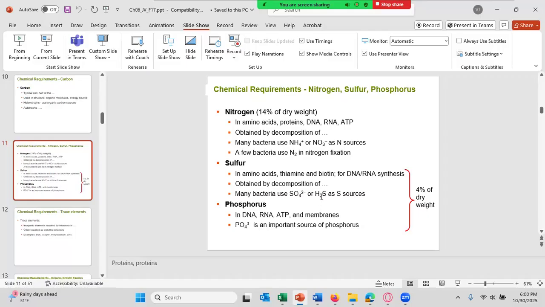Phosphorus is important in cells in their DNA, their RNA, their ATP, and in the cell membrane. A phospholipid always includes one phosphorus, and that's why phosphorus is important in the cell membranes.